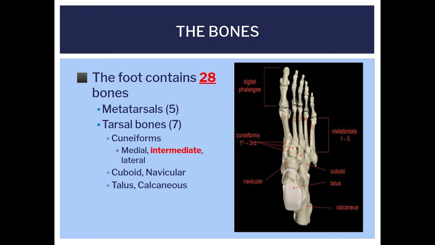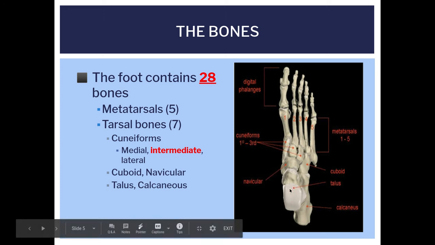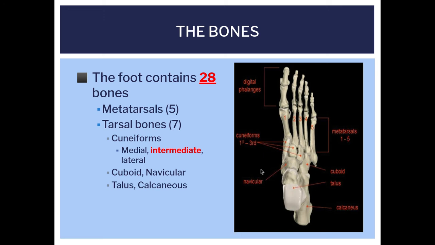All right, so again, foot contains 28 bones. So you have 16 that are making up your toes. You then have 5 that make up your metatarsal. So that's kind of the top part of your foot. You then have tarsal bones. So these are just small bones that kind of sit either below your ankle or they sit a little bit in front of them. So you have 7 of those.